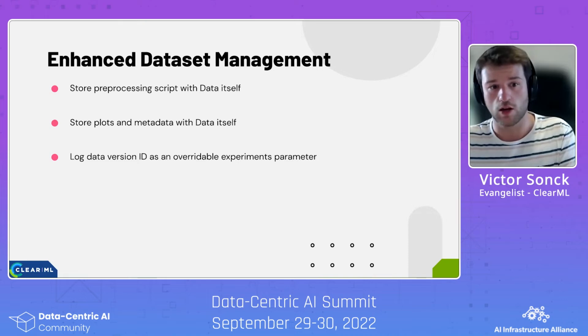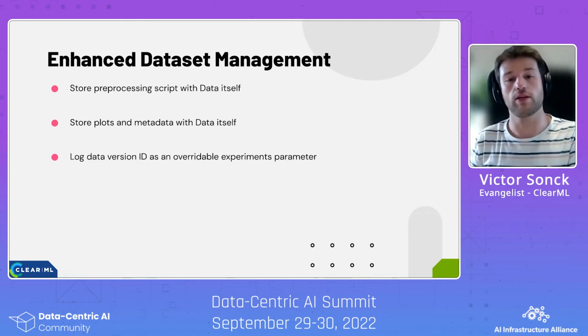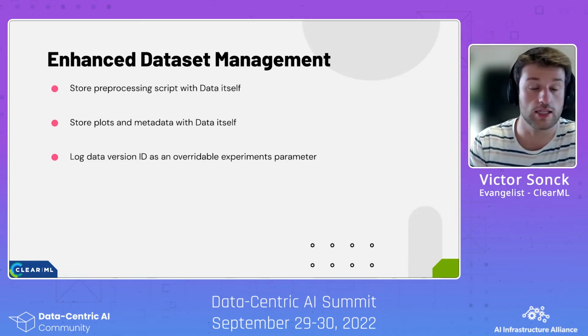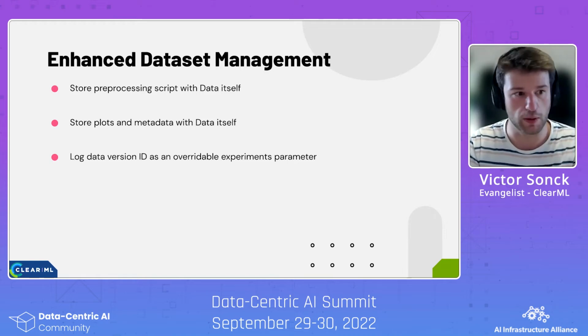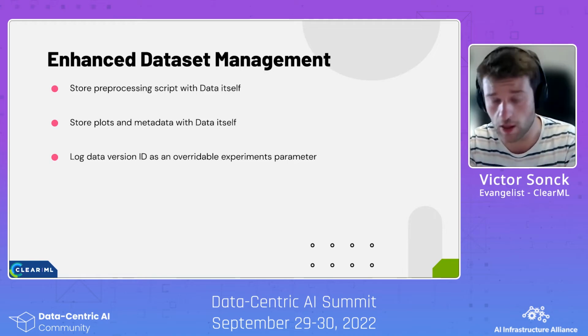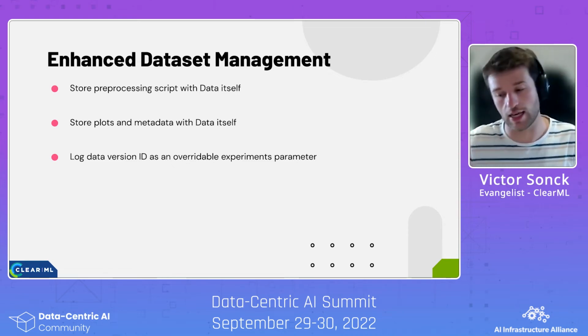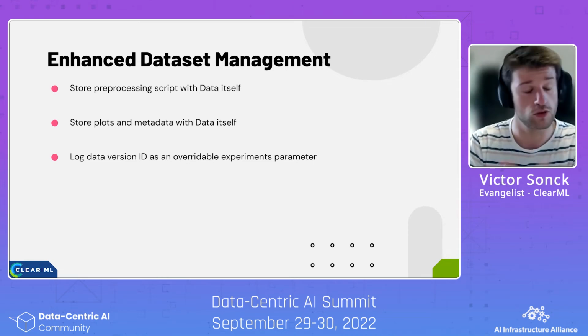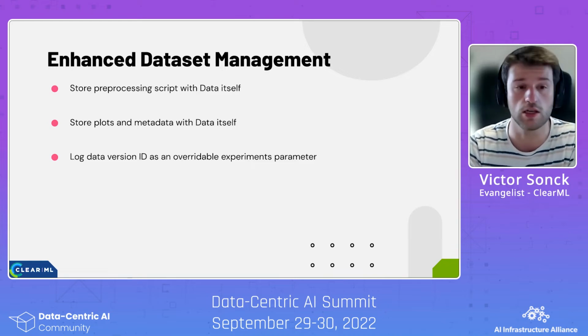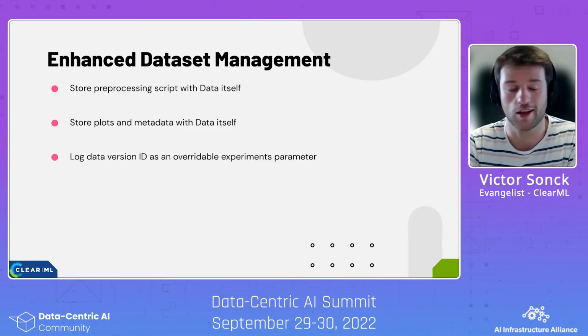Then, like we said, log the data version ID as an overridable experiment parameter, right? This is what I just showed you, in your experiment manager. It doesn't really matter if you use ClearML or any other one. Just make sure that your dataset ID is always available in the experiment manager for traceability, but also for reproducibility, and then hopefully for cloning.